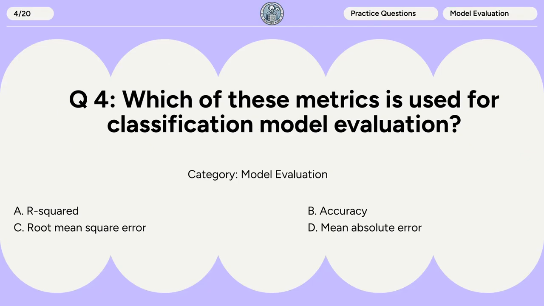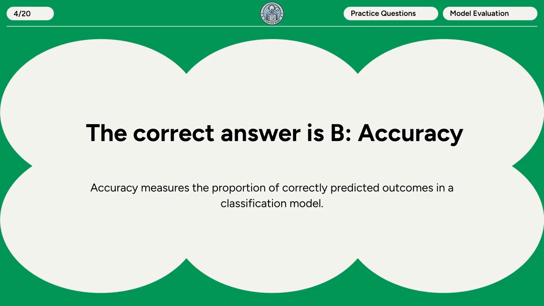Question 4. Which of these metrics is used for classification model evaluation? A. R-squared. B. Accuracy. C. Root mean square error. D. Mean absolute error. The correct answer is B. Accuracy. Accuracy measures the proportion of correctly predicted outcomes in a classification model.